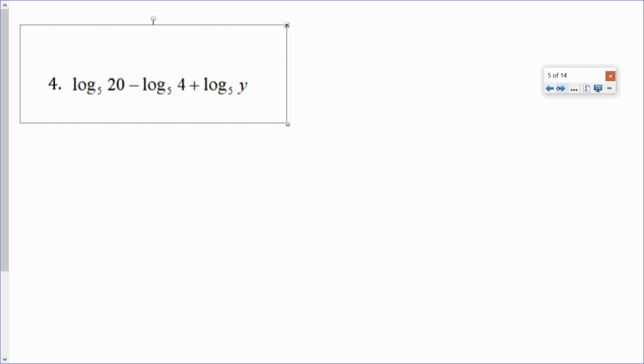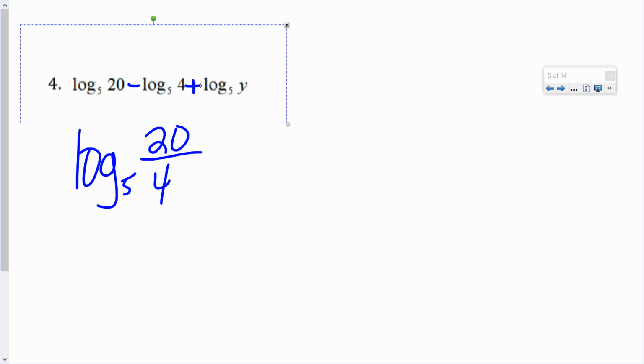All right, no powers here. So I'm going to write it as a single log. So I write log base 5 once, 20. Subtraction becomes division. 4 goes on the bottom. Now here's where it's a little bit tricky. Plus log base 5 of y. So, does it go on the top or does it go on the bottom? Is it 4 times y or is it 20 times y? Well, since there's no parentheses around it, think of it this way. If it has a minus in front of it, it goes to the bottom. If it has a plus in front of it, it goes to the top. So that y will go to the top.